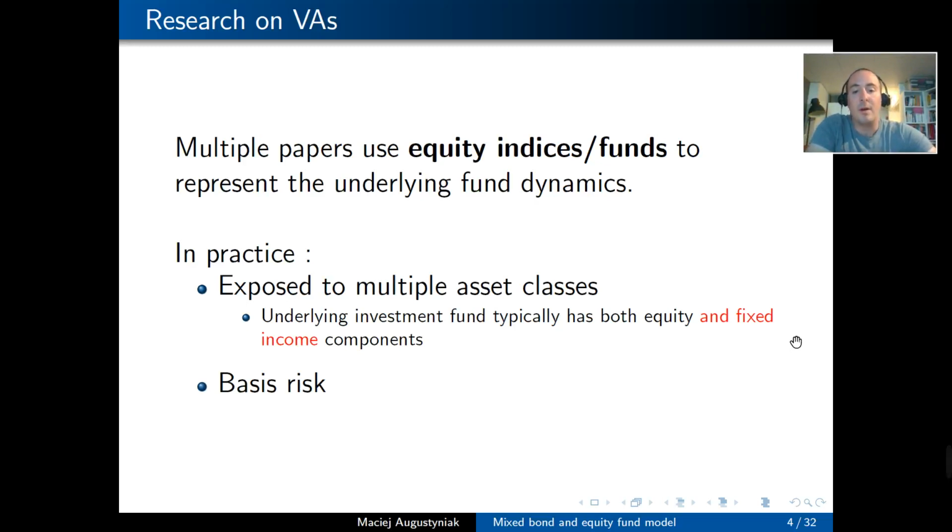And moreover, the fund is exposed to basis risk, so there's a discrepancy between returns of the underlying asset fund and what would be predicted by its main risk drivers, for example, returns on the equity markets and movements of the term structure. This discrepancy is called basis risk, which is a very material risk for insurers, and it is important to take this risk into consideration in practice when modeling variable annuities.